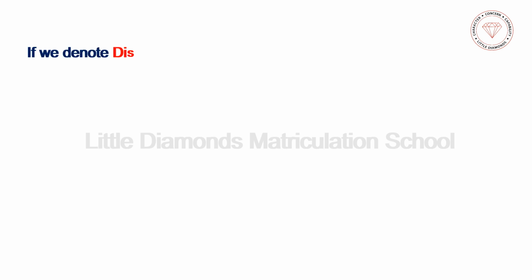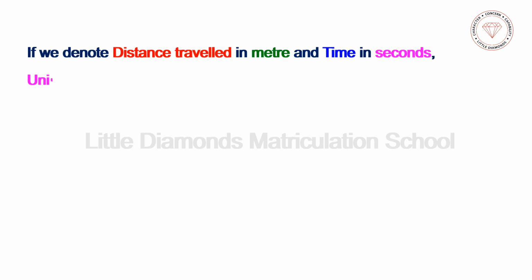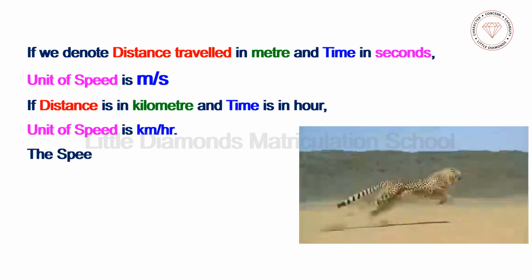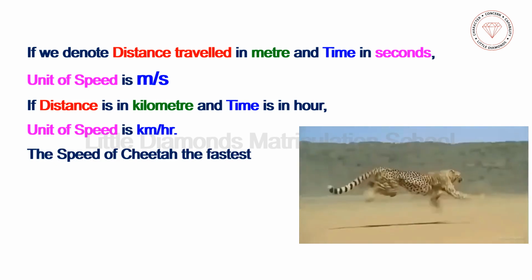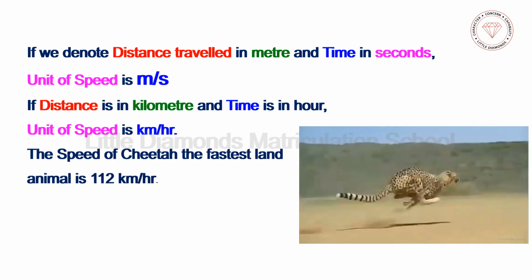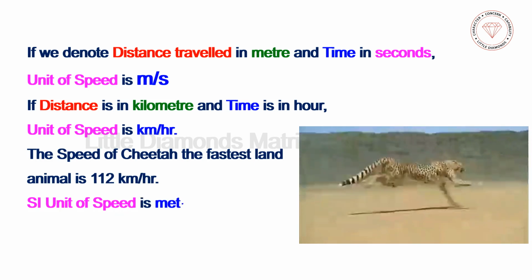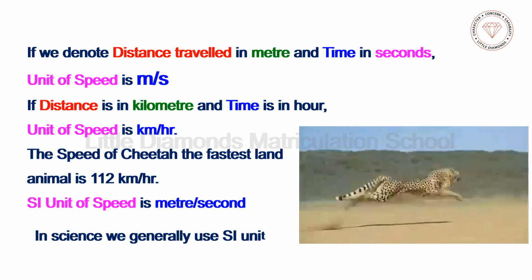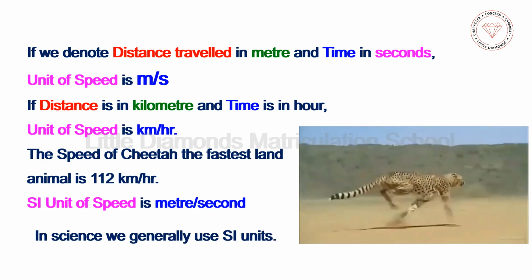If we denote distance traveled in meter and time in seconds, then unit of speed is meter per second. If distance is in kilometer and time is in hour, then the unit of speed is kilometer per hour. The speed of cheetah, the fastest land animal, is 112 kilometers per hour. SI unit of speed is meter per second. In science, we generally use SI units. Now that we have understood what speed is, let us move on to the types of motion based on speed.